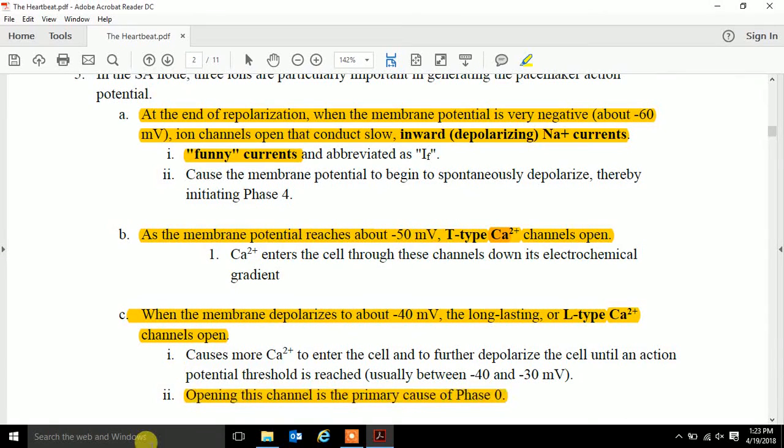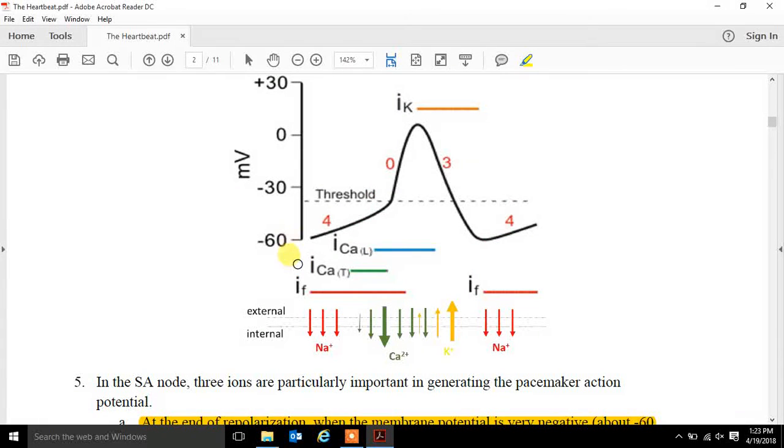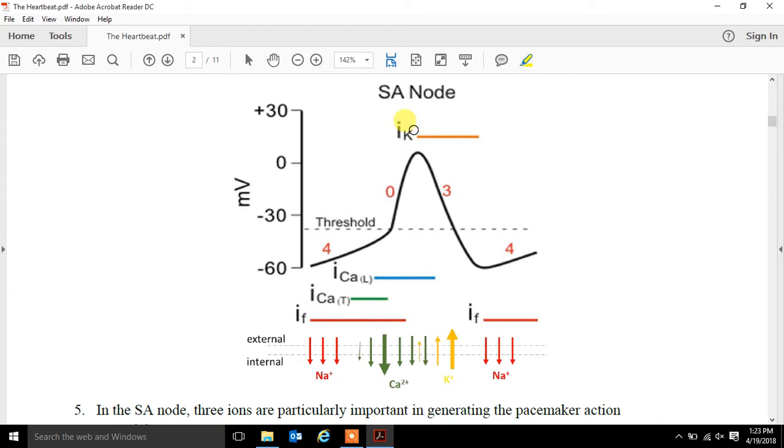Again, this is all at the SA node. So I'm going to slide up here and just review what we have. Funny channels started us up the hill. The T-type calciums push it a little bit more. The L-type calcium takes it over the edge and gives us the full phase 0 depolarization. Once we get to the top, this inward rectifying potassium channel opens and gets things back to normal.